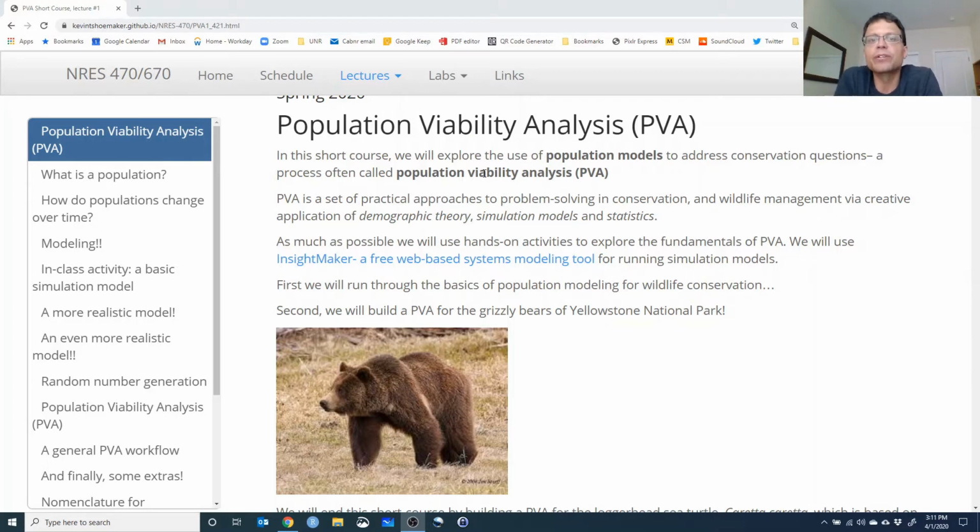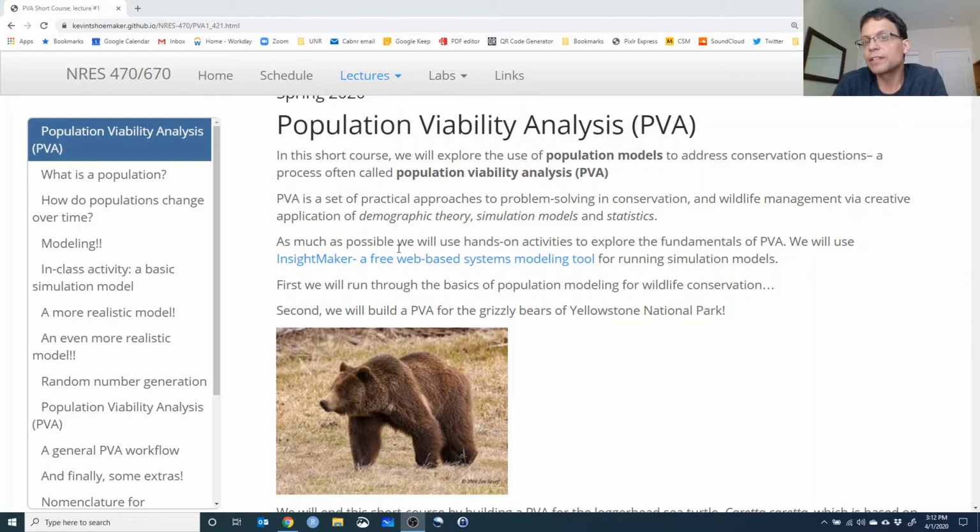Throughout the short course, we're going to use hands-on activities as much as possible to explore the fundamentals of population viability analysis. To do the hands-on activities, we're going to use Insight Maker, which is a free web-based system for modeling complex systems. I already made a short video, actually not that short, I think it's almost half an hour long, to introduce Insight Maker and to give you just a start. And we'll go through some examples throughout the short course as well.